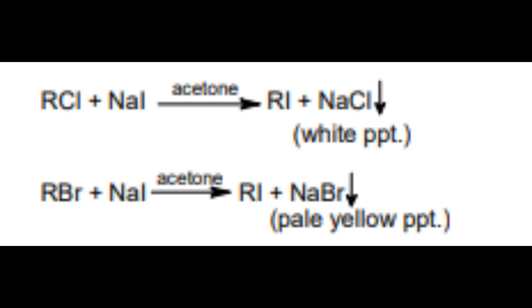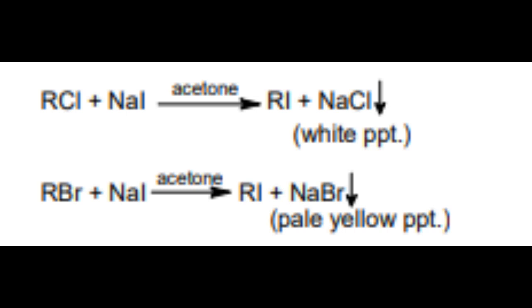Take 1 to 2 drops of the compound, if liquid, or about 50 mg of the compound in a test tube and add 1 ml of 15% solution of sodium iodide in acetone to it. Shake the contents well and allow the test tube to rest at room temperature for 4 to 5 minutes. Watch if any precipitate appears in the test tube.